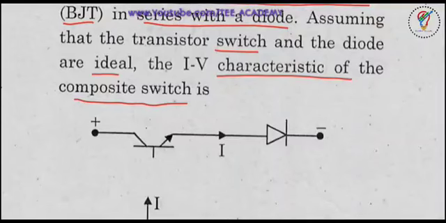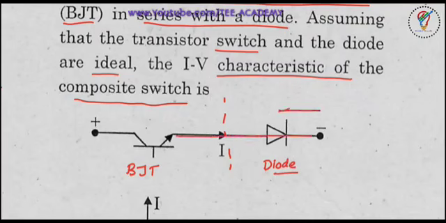Remember here there are two parts. The first one is a BJT, the second one is a diode. You know that a diode will allow current only in one direction. If the current is flowing in this direction it will allow, but it will not allow the reverse direction. So we can say that it is unidirectional. Understand this point?